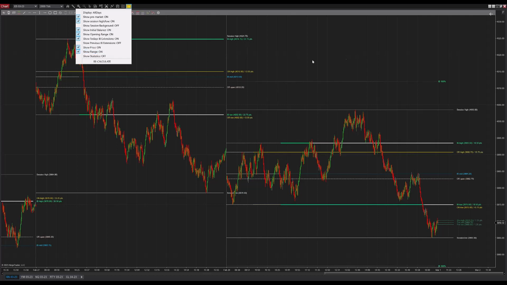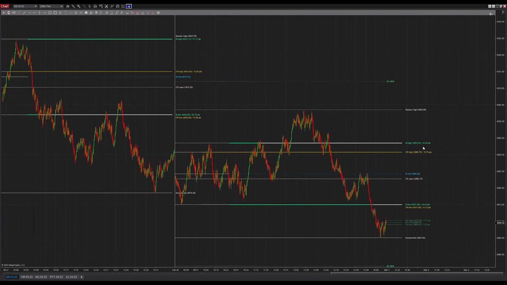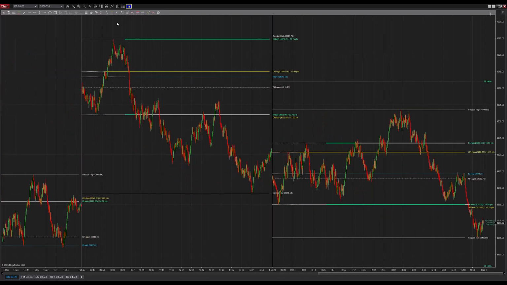So this one's 22.75. Today we had 18.5 points. That's giving you an idea of the range. Again, it's just personal preference whether you wanted to show that or not.